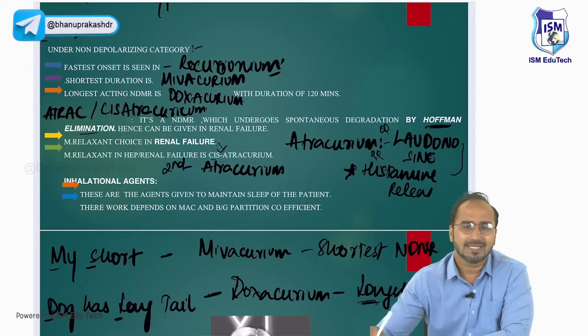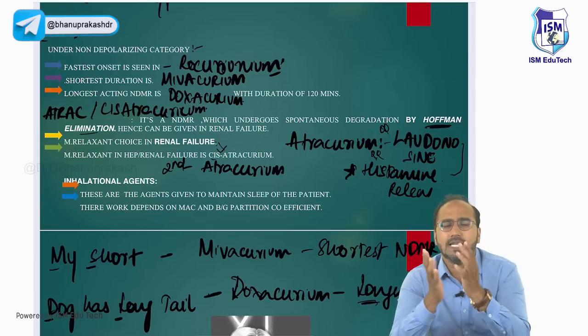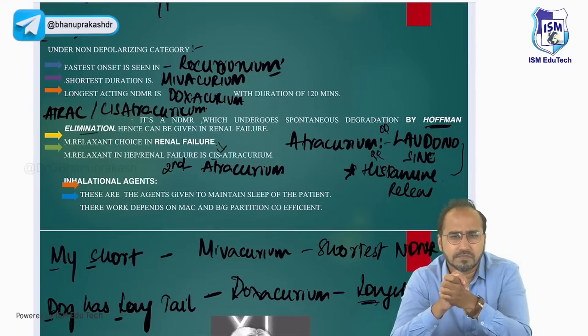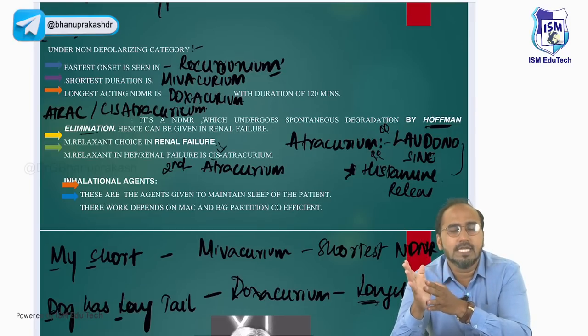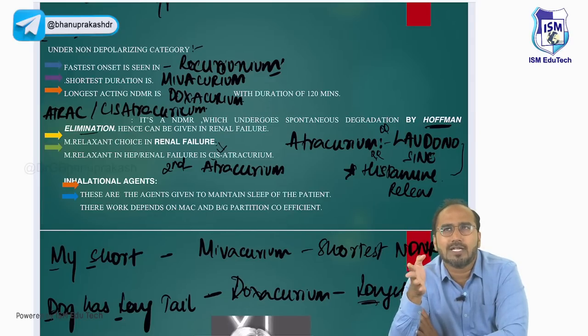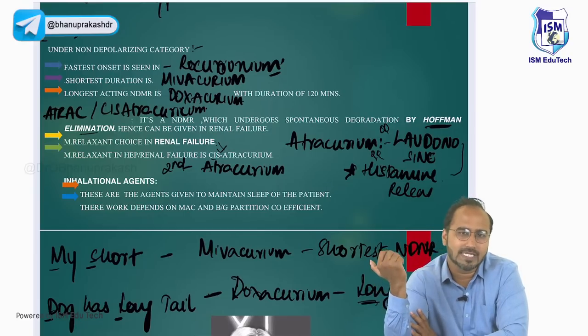Okay. So remember, guys, in the muscle relaxants, you just have to remember these points. Which is the shortest and the fastest acting muscle relaxant? It is succinylcholine, only one. If the question asks for the shortest acting non-depolarizing, remember: my short dog has a long tail. Short means mivacurium, shortest acting. Dog long means doxacurium is the longest. Done.